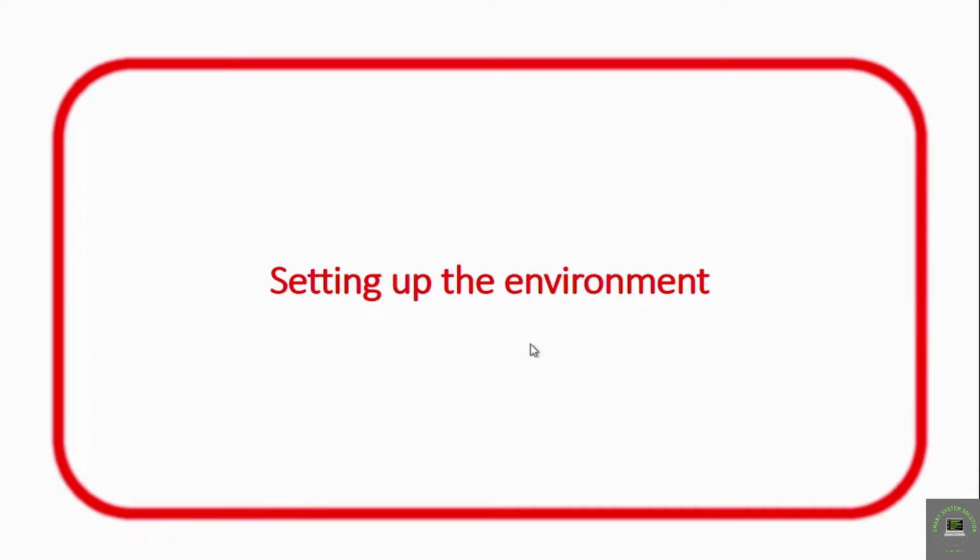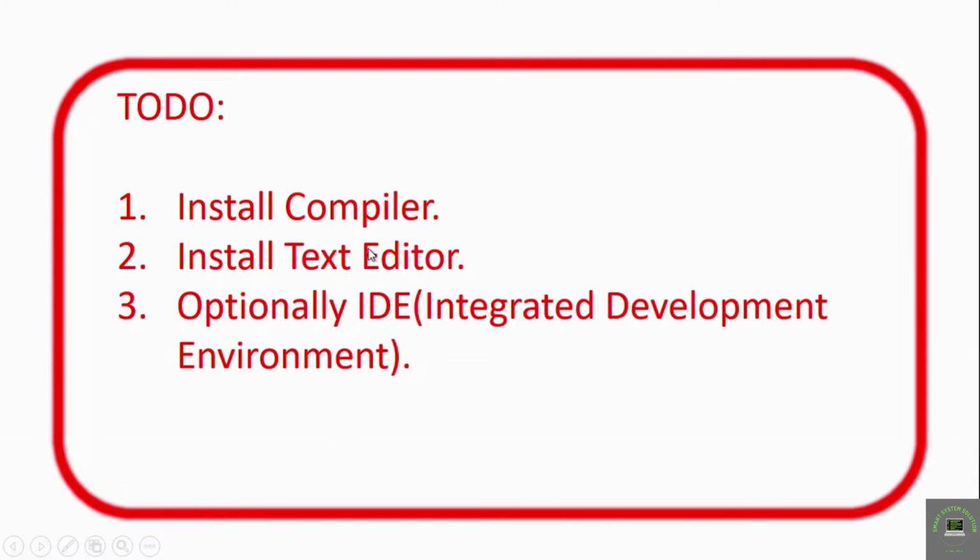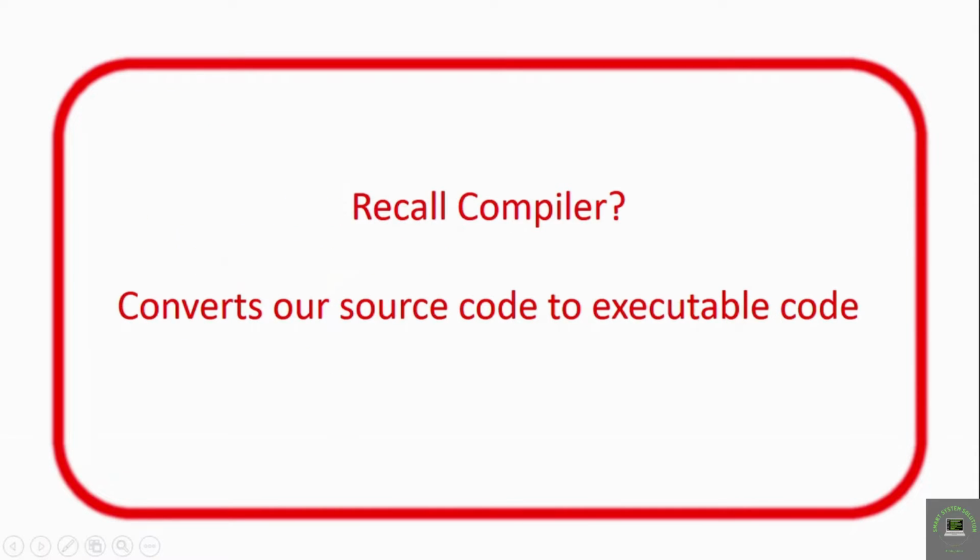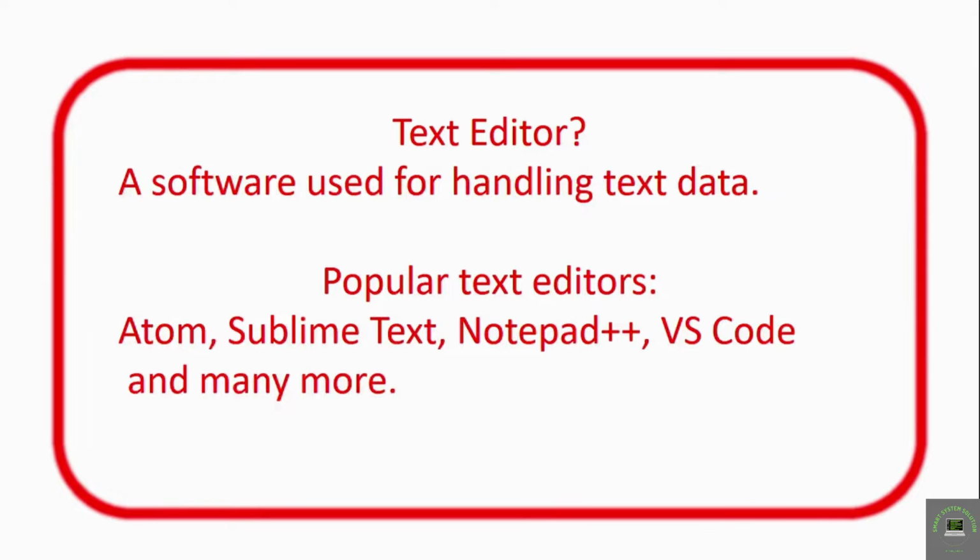About how to set up the environment for programming in C++ and Java. So first we need to install a compiler and a text editor in order to get started. So recall compiler. In the last section we saw that a compiler is a program which helps us in converting our source code to executable code. So we need to install compilers for both C++ and Java and a text editor.